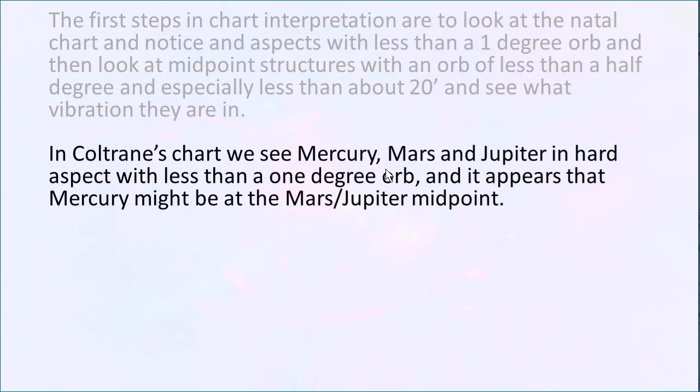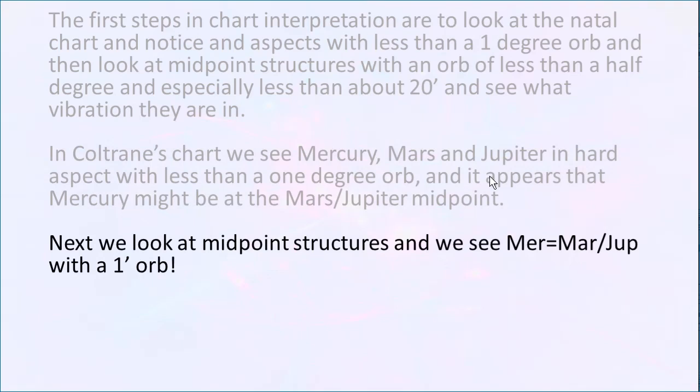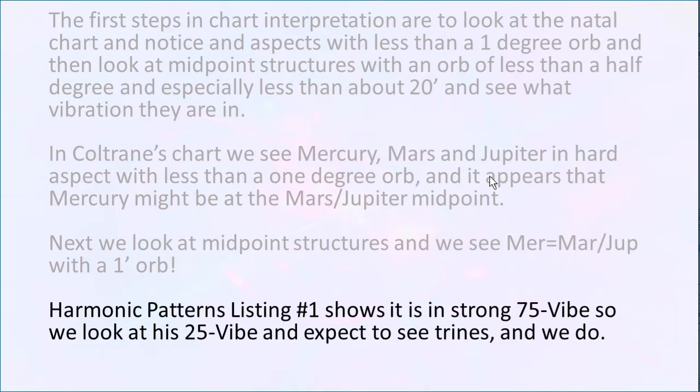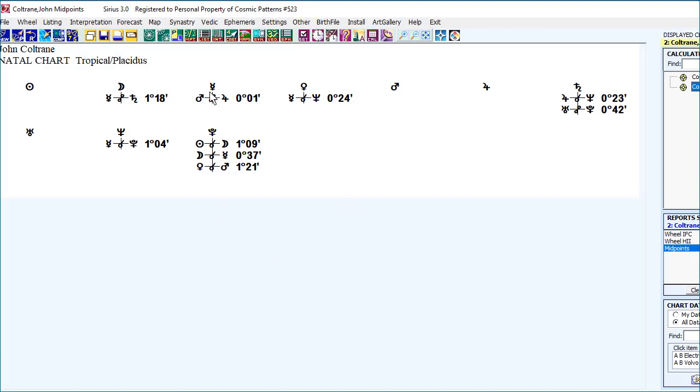So in Coltrane's chart, we see the Mercury, Mars, Jupiter is in hard aspect with an extremely strong Mercury at the Mars, Jupiter midpoint, with only a 1-minute orb. So next we look at, and we see that very strong midpoint structure. Now what we might want to do, a very common thing we do at this point, after we see this Mercury in opposition to Mars, Jupiter, excuse me, with the extremely small orb, only a 1-minute orb.